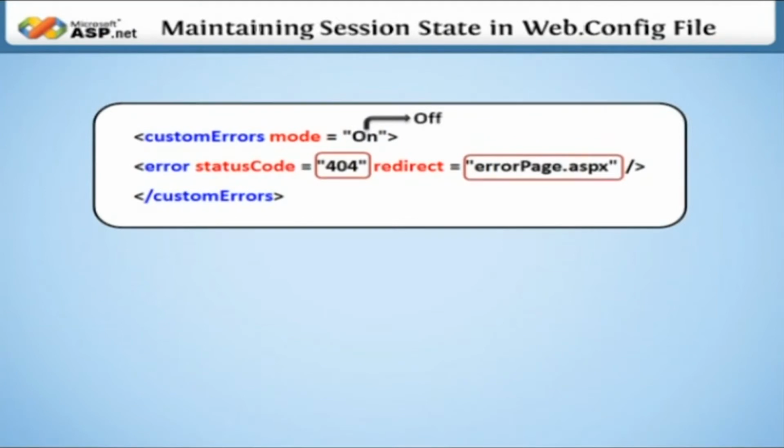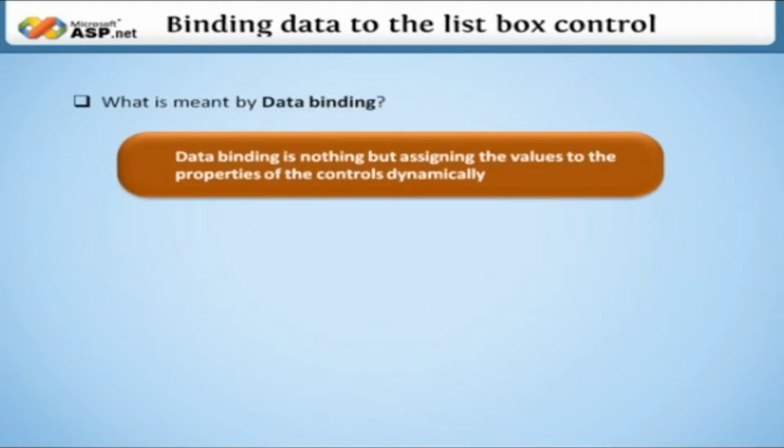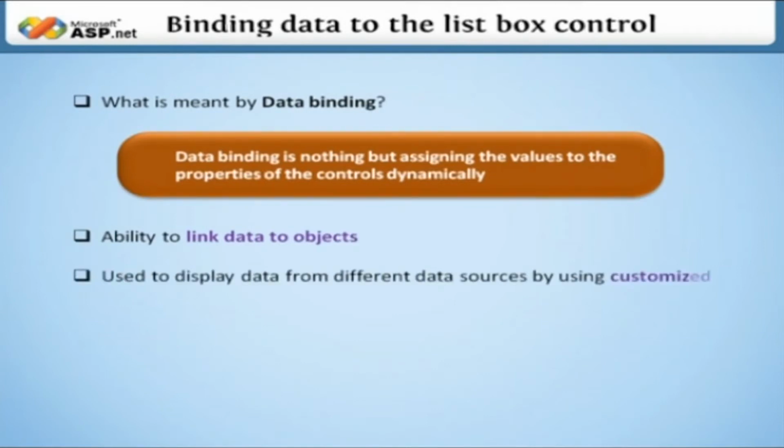To obtain enhanced performance, I'd like for you to examine this concept in your application. Binding data to the list box control. Now, what is meant by data binding? Well, data binding is nothing but assigning values to the properties of the controls dynamically. It has the ability to link data to objects, and it's used to display data from different data sources by using customized layouts. Let's discuss how to store table data into the list box control, shall we?